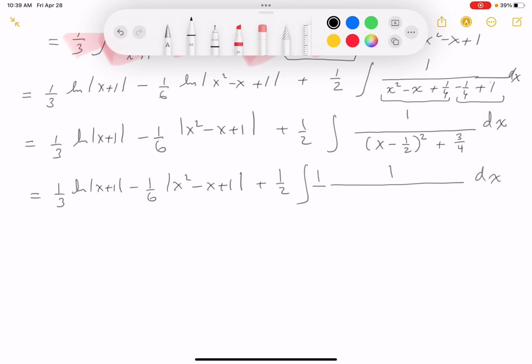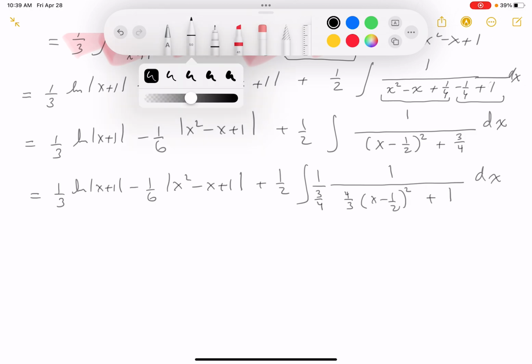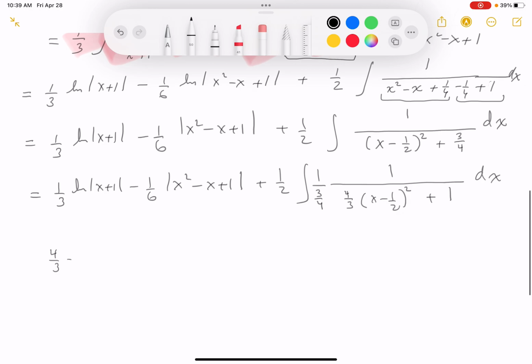I am going to factor out a 3/4. So that means it's going to be 4/3 times x minus 1/2 squared plus 1. I'm getting really close. And I've got to simplify that squared thing there. I'm going to write the 4/3. I'm going to erase this for you, but 4/3 is the same thing as 2 over root 3 squared. So I'm going to pull that inside.